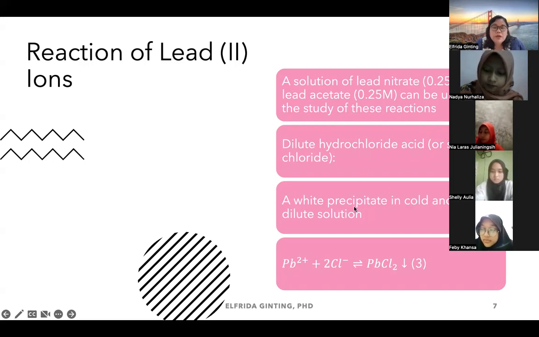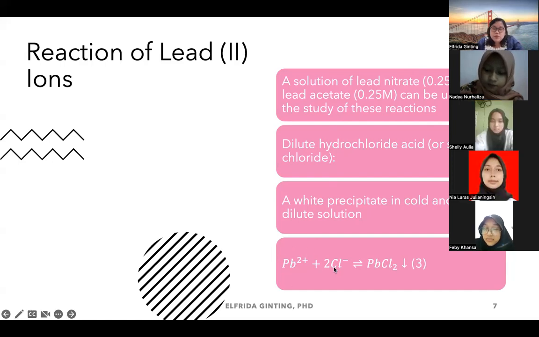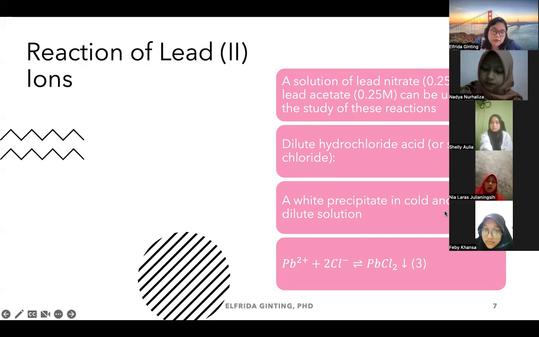it will produce a white precipitate. So for example here, we have Pb2+, right? And Pb2+ plus 2 Cl-, it will produce PbCl2. And you can see here there is a down arrow. Down arrow means you will have a precipitation, and this is in cold. So it means the PbCl2, the plumbum chloride here, is not soluble because it forms a white precipitation in cold.